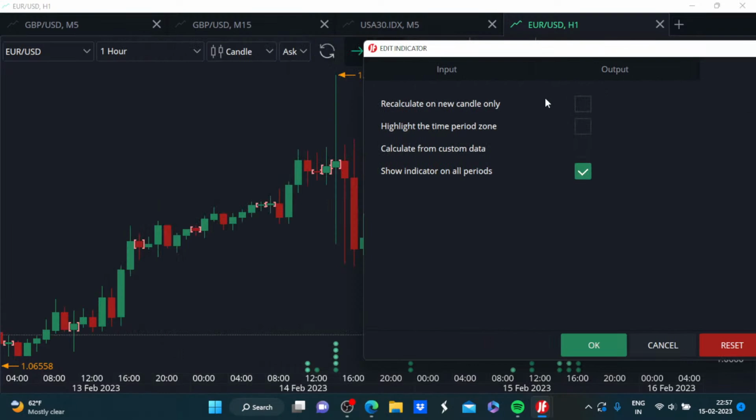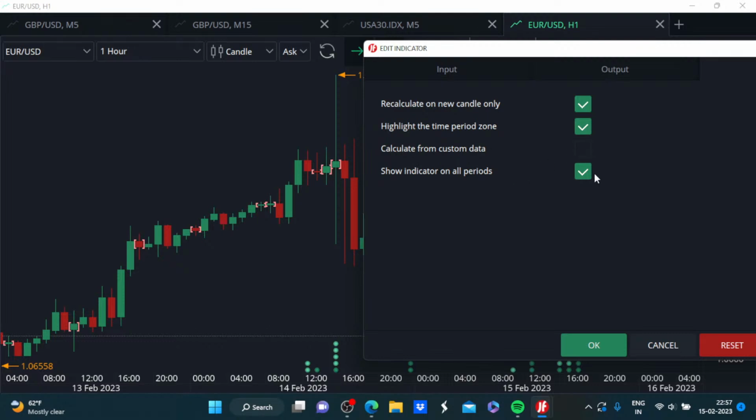Advanced, recalculate on new candle only. You can go for that, but there is a single candle formation. Not much of a difference is going to be made by opting in for the combination. Same applies for the highlight time period zone, since there is a single candle formation. Calculate from custom data, this has been disabled.